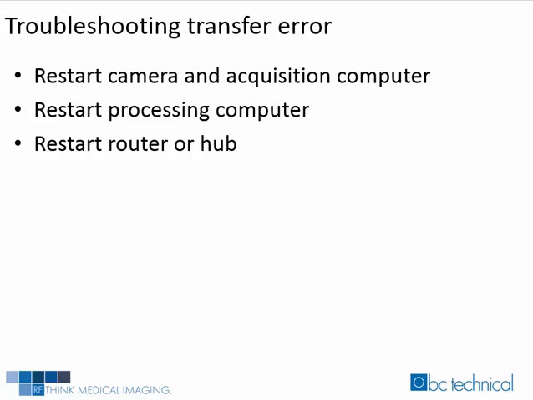Then restart the processing workstation. This could be an eSoft, Pegasus, or Jetstream. Once that is complete, you can then restart the router or hub. A lot of these dedicated cameras use a router or hub to network other devices like printers, to make sure we have a green light all around after restarting.